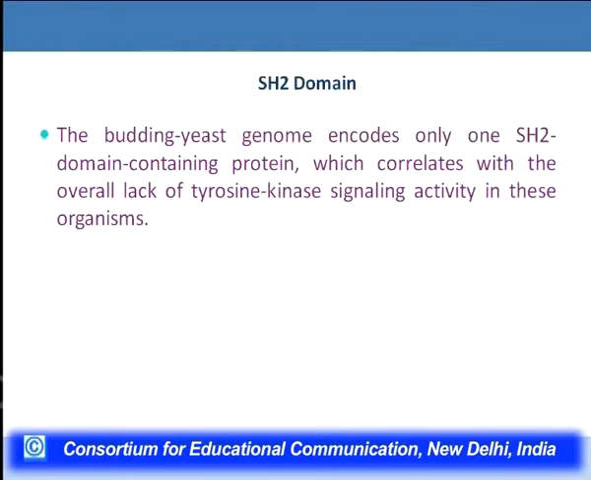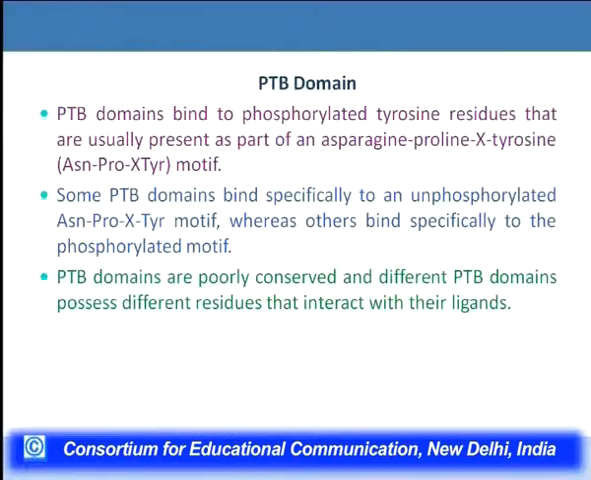It is very surprising that yeast contains only one SH2 domain containing protein, and therefore in this particular organism we find an overall lack of tyrosine kinase signaling activity. Because the proteins which can recognize phosphorylated tyrosine are not there in the yeast genome, the pathways related to protein tyrosine kinase activity will not be taking place in this organism. But higher eukaryotic organisms have a large number of proteins with SH2 domains. Now coming to PTB domains, they also bind to phosphorylated tyrosine residues, but they recognize certain other sequences of amino acids, like the asparagine, proline, X, tyrosine motif, where X is any amino acid.